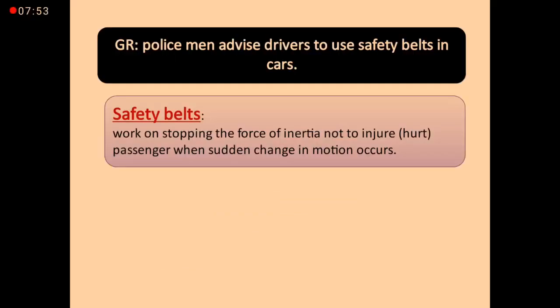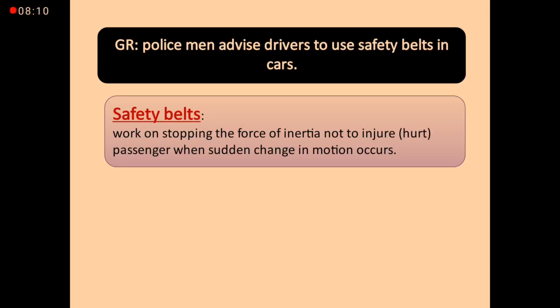In this part, we have important questions about inertia. He will ask you, give reason. Policemen advise driver to use safety belt in car. Why? And firstly, what's meant by safety belt?